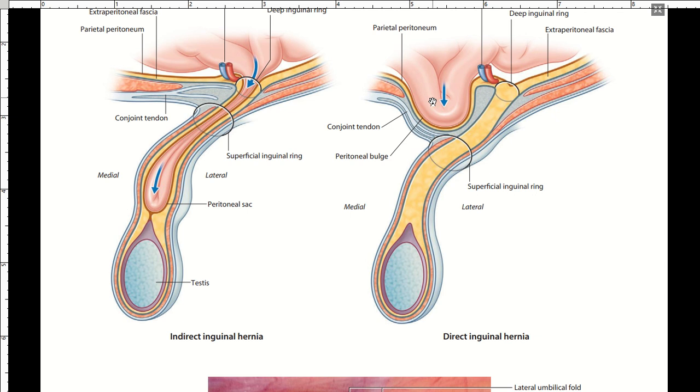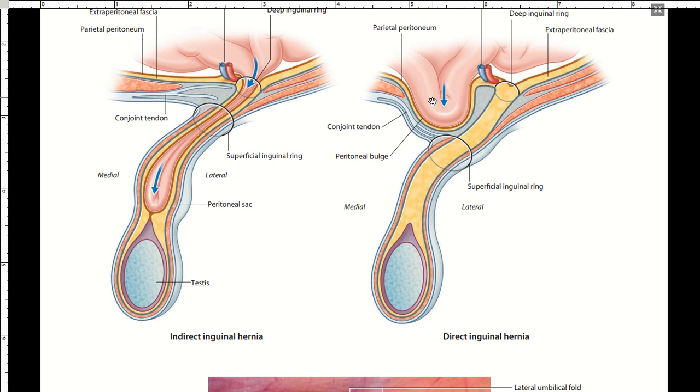Right, so let's start with direct hernia. Direct hernia occurs in about one third of the abdominal hernias. It is less common than indirect hernia, and it is more common in males, especially old men that have weak abdominal muscles. You understand?